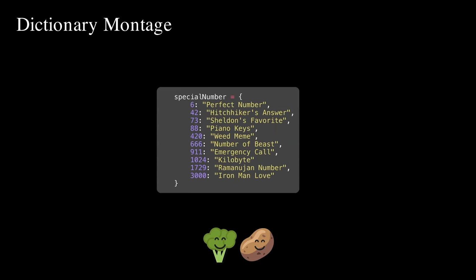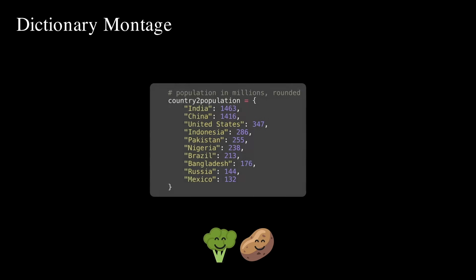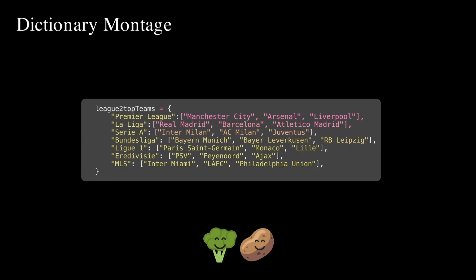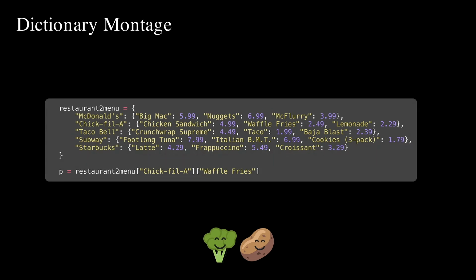Dictionaries are versatile. I can create a dictionary where the key is a number, and the value is a string. Vice versa, the key can be a string, and the value is a number. I can also create a dictionary where the key is a string, and the value is a Python list. The value of a dictionary can even be another dictionary. This dictionary maps the name of a restaurant to its menu, which in turn is another dictionary.